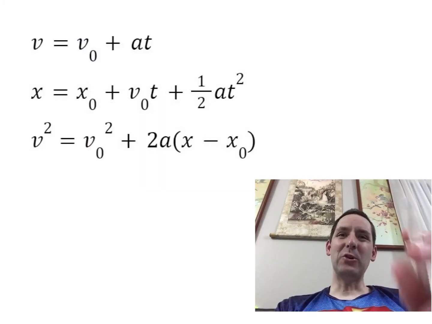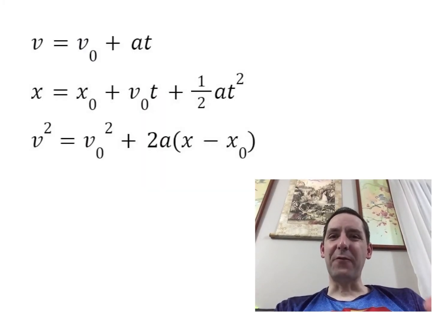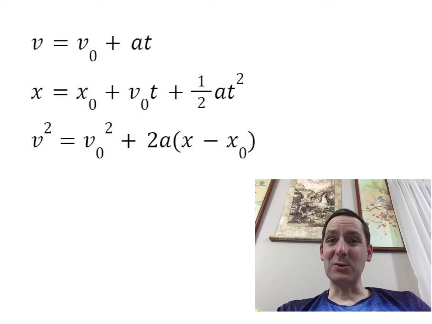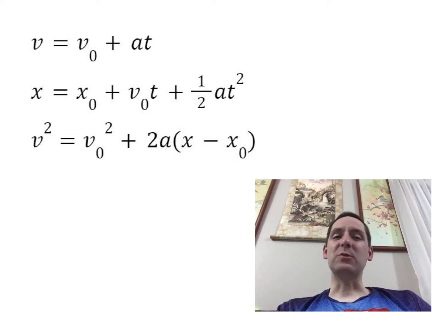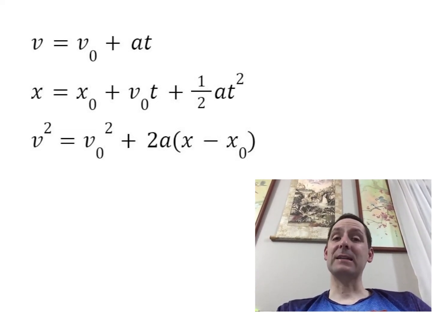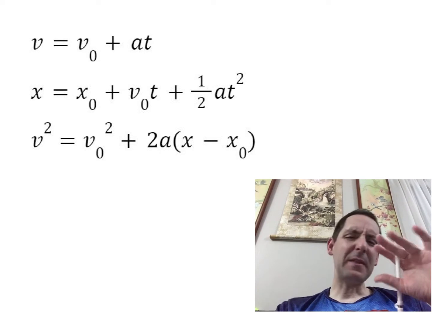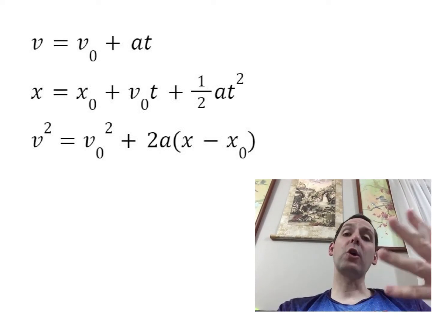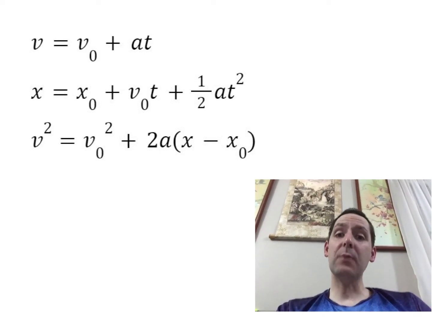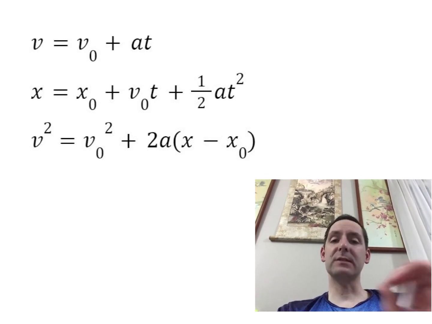All right, so you'll see the three equations here. The first one is v equals v naught plus at. You've got x equals x naught plus v naught t plus 1/2 at squared. And then we've got v squared equals v naught squared plus 2a times (x minus x naught). Now, you'll notice that anytime I see the zero, I say naught. I think that comes from the British, UK word for zero. They say naught for zero.